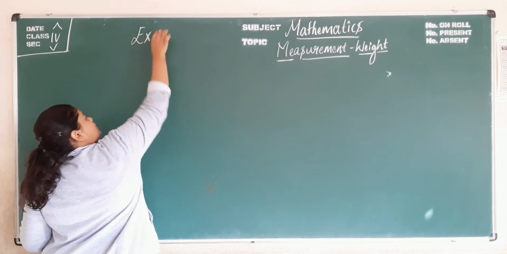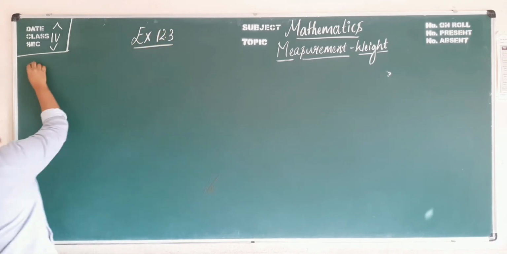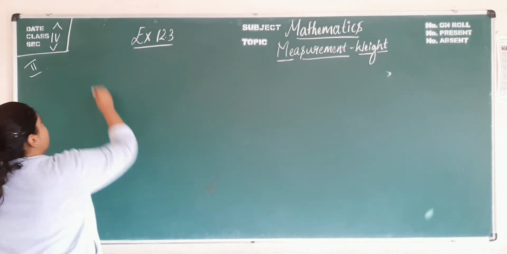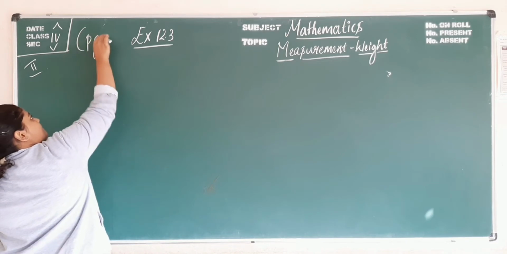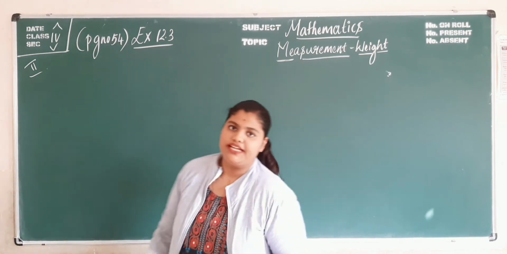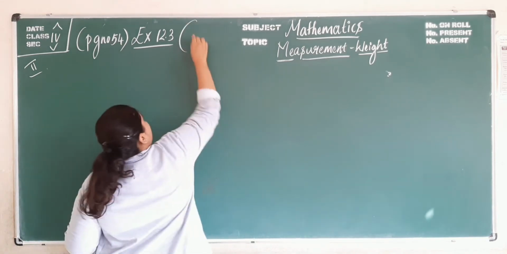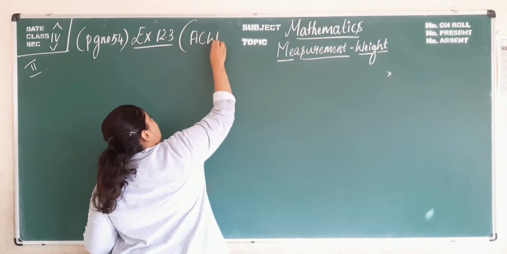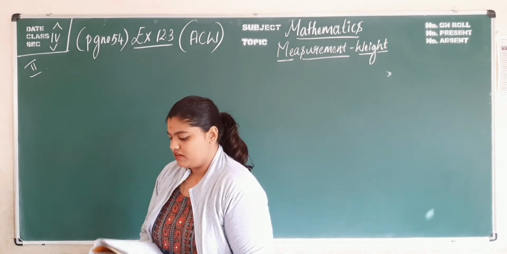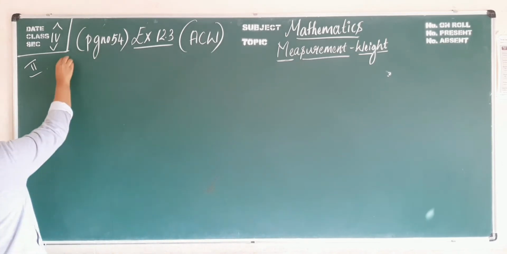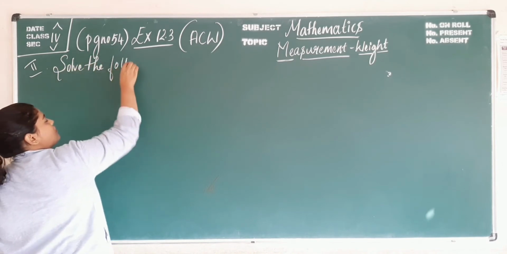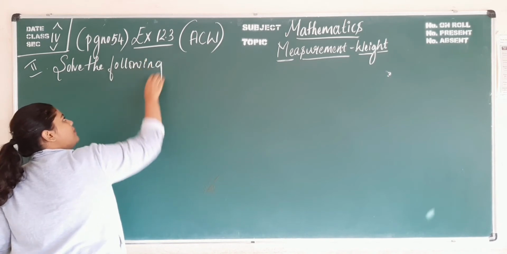Exercise 12.3 second main. It is on page number 54. In which classwork do you have to write? You have to write in an arithmetic classwork. So write down second main. Solve the following problems.